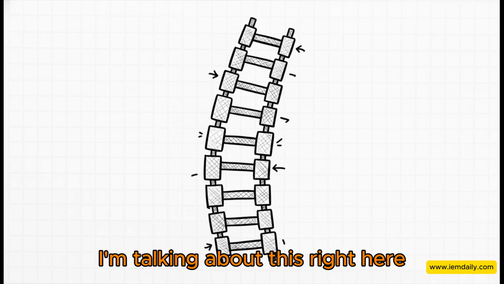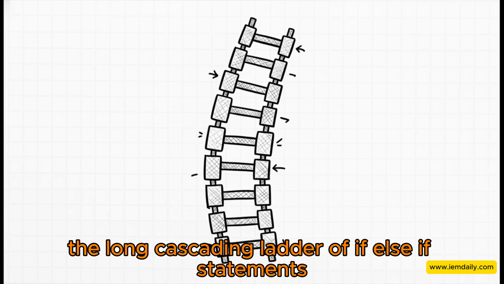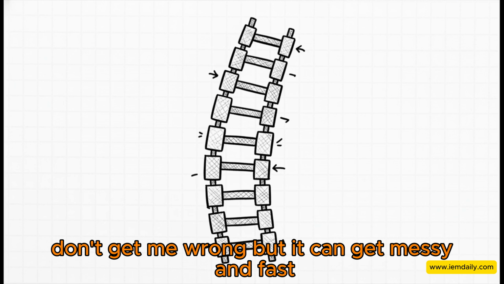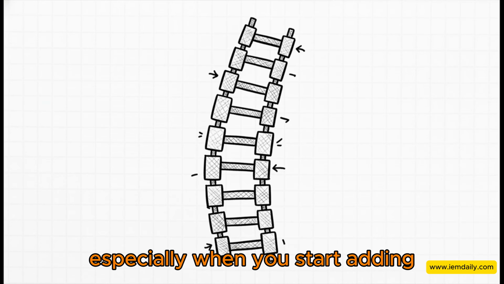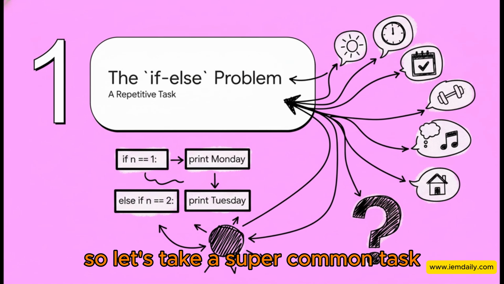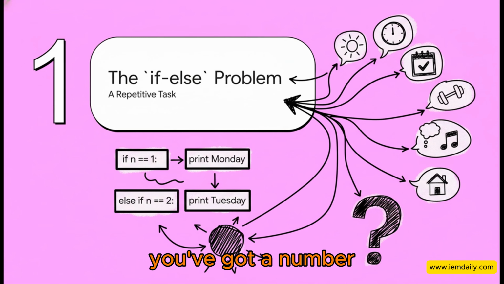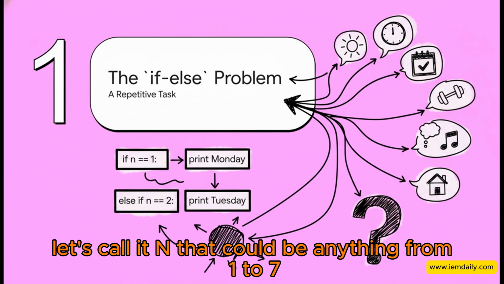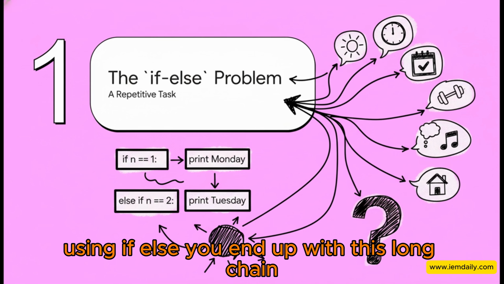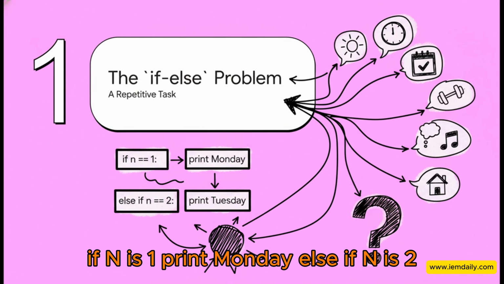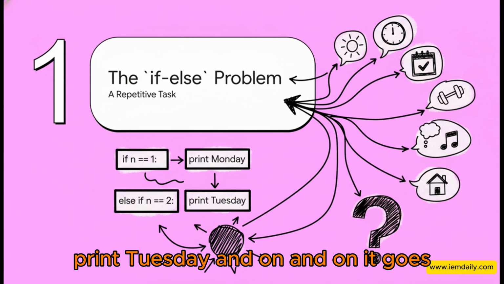I'm talking about this right here, the long cascading ladder of if-else-if statements. I mean, it works, don't get me wrong, but it can get messy and fast. It becomes really cumbersome and just plain hard to follow, especially when you start adding more and more conditions. So let's take a super common task. You've got a number, let's call it n, that could be anything from 1 to 7. Your job is to print the right day of the week. Using if-else, you end up with this long chain. If n is 1, print Monday, else if n is 2, print Tuesday, and on it goes.